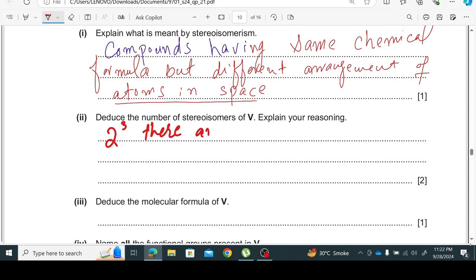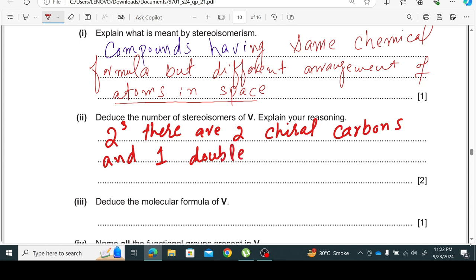There are two chiral carbons, the carbons which are connected with four different groups, and one carbon to carbon double bond. Okay, carbon to carbon double bond. So when you apply this formula, you will get 8 isomers.